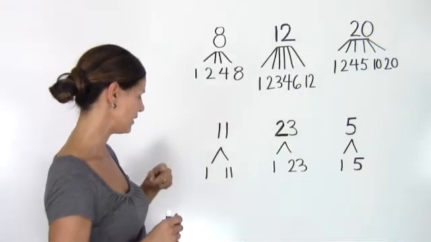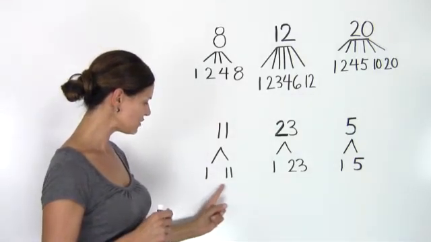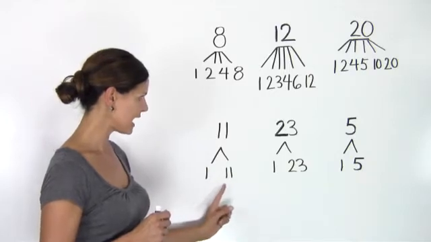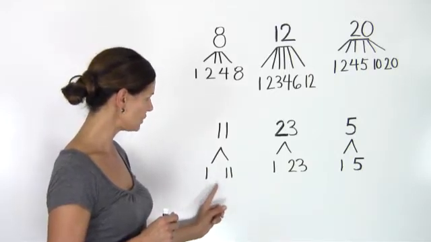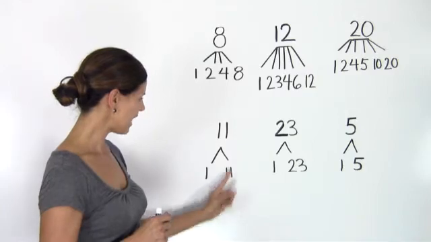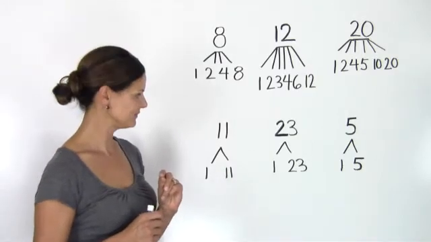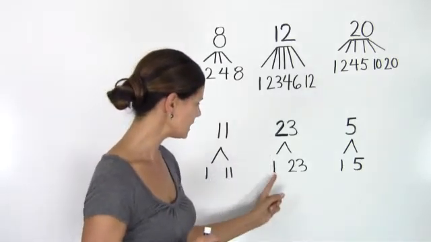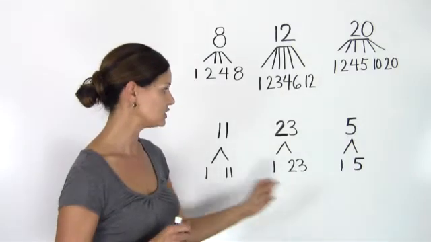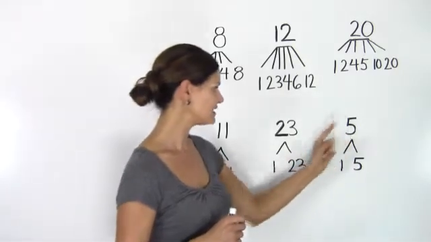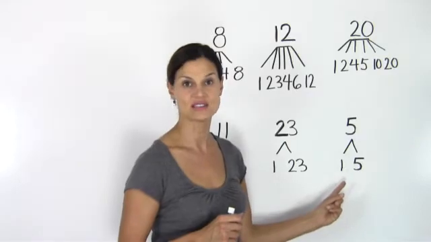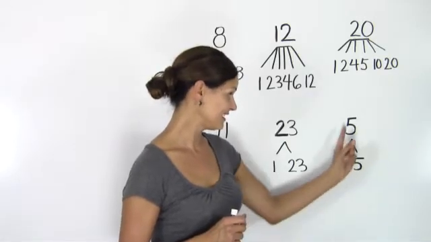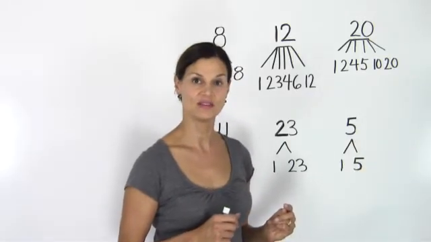11 is a prime number because it only has 2 factors, 1 and 11. These are the only 2 numbers that divide evenly into 11. 23 also has only 2 factors, 1 and 23. And 5 is another number with only 2 factors, the number 1 and the number 5 itself.